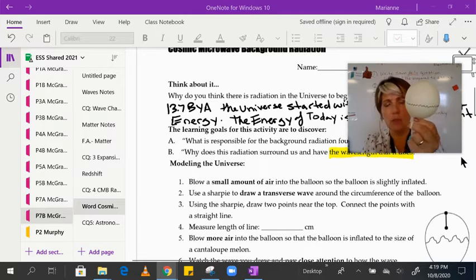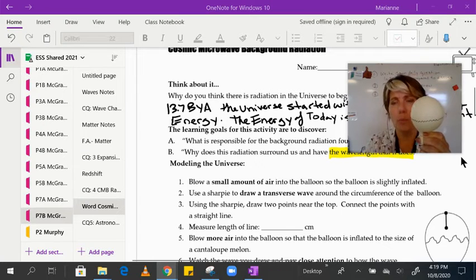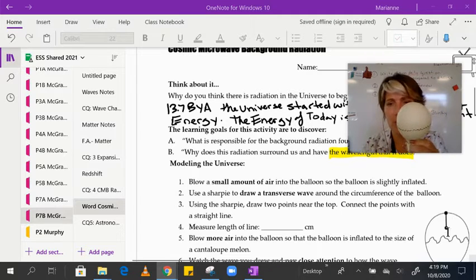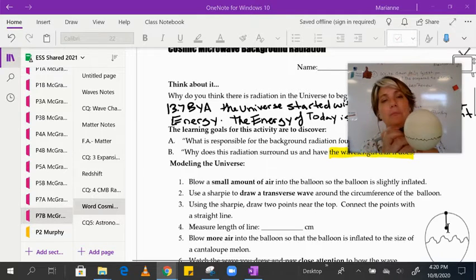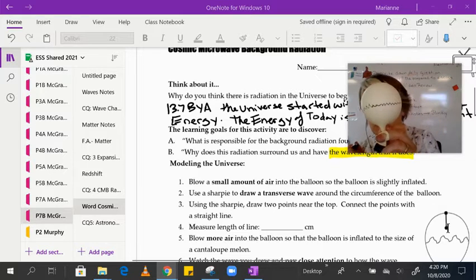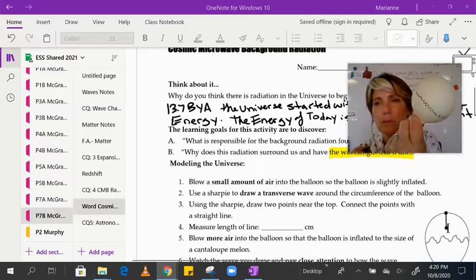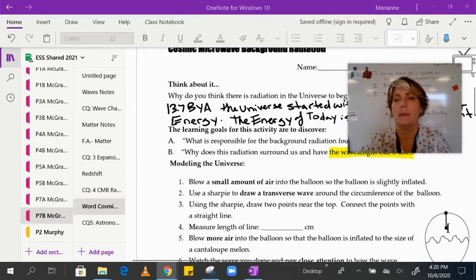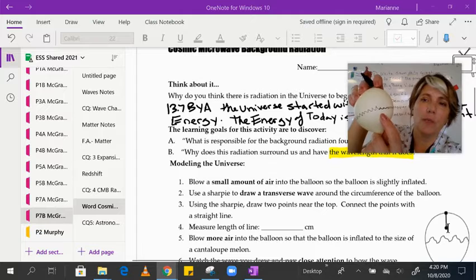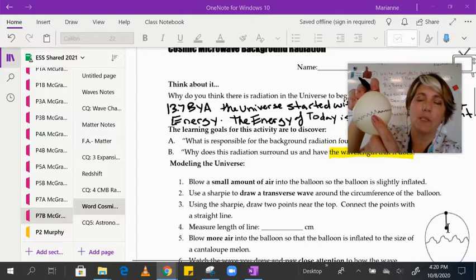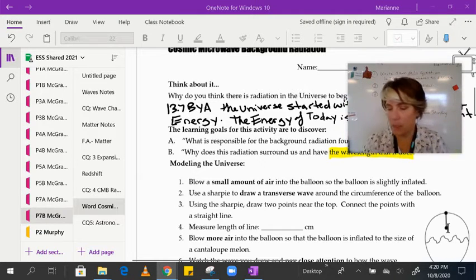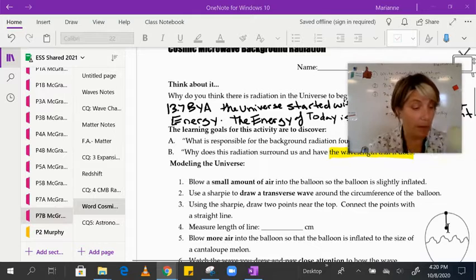Now what it's asking me to do is use a Sharpie, draw 2 points near the top like this. I'm not going to do that. Instead, I'm going to pick 2 spots on my wave. I'm going to pick 2 little waves and put 2 dots there so that I can go ahead and measure. I'm going to measure between those 2 peaks right there, crest to crest, to see what we're starting out with as far as the wavelength.